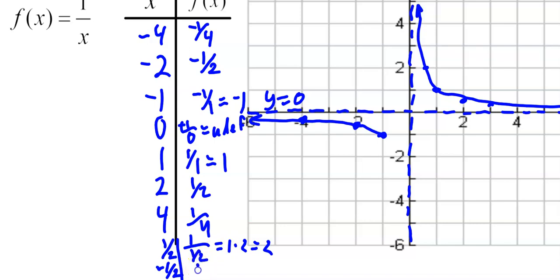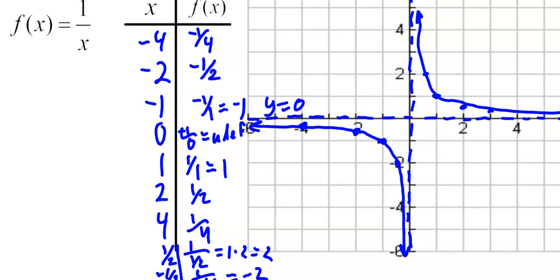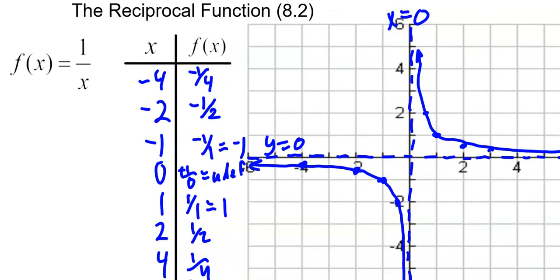Plug in -1/2, that's 1 over -1/2. So that ends up being -2. So -1/2, -2, right about here. And again, this is approaching the asymptote right there, the vertical asymptote. So your basic sketch of the graph looks like that.